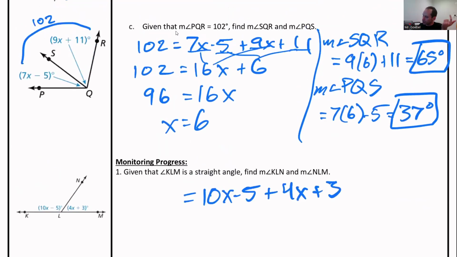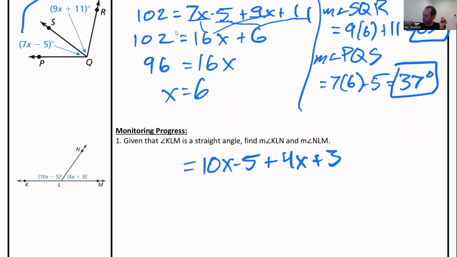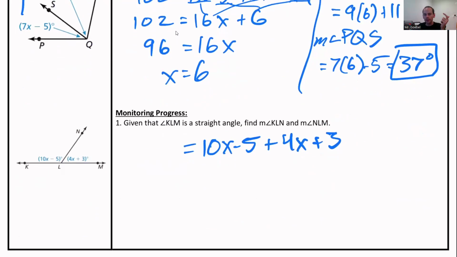directly, right? In the last one, they told me it added up to 102. They didn't tell me that here. Or did they? Oh, they did if you were paying close attention. What kind of angle? Think back to yesterday. Straight angles. A straight line in geometry is 180 degrees. They did tell us. It was just hidden. You had to know what a straight angle was.